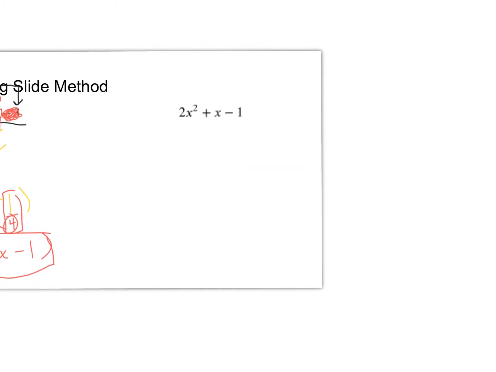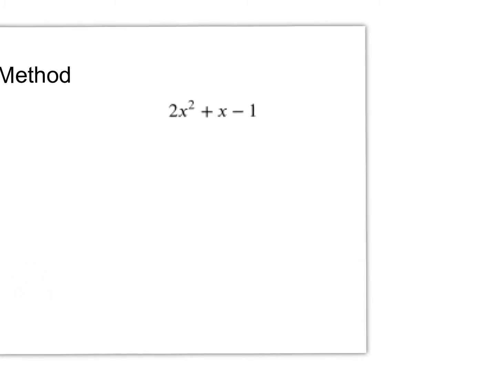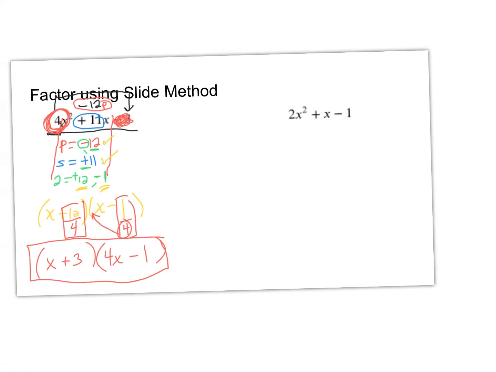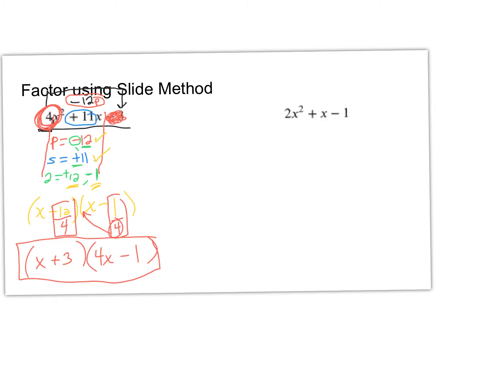All right. So let's start up. I'll leave that here so you guys can see it. Start with our questions. Do I have 3 pieces? Yes. Is there a number in front of x squared? Yes. So we can't use PS2. We have to do the slide. So we're going to multiply front to back. So 2 times -1 is -2.